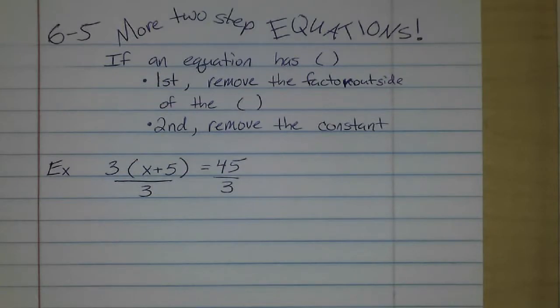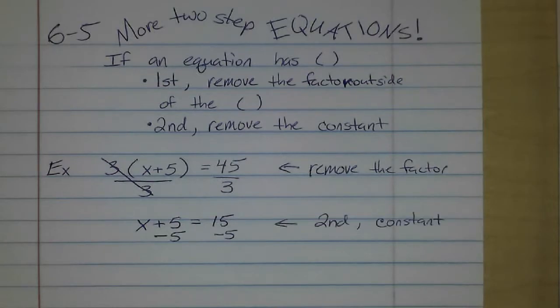Now on the left-hand side, the times 3 and divided by 3 cancel. And on the left-hand side, we're left with x plus 5. And on the right-hand side, 45 divided by 3 is 15. So now on the left, with the side with the variable, we have a constant. And we're going to remove that plus 5 by subtracting 5 from both sides. Plus 5 and minus 5 cancel. And 15 minus 5 is going to be 10.